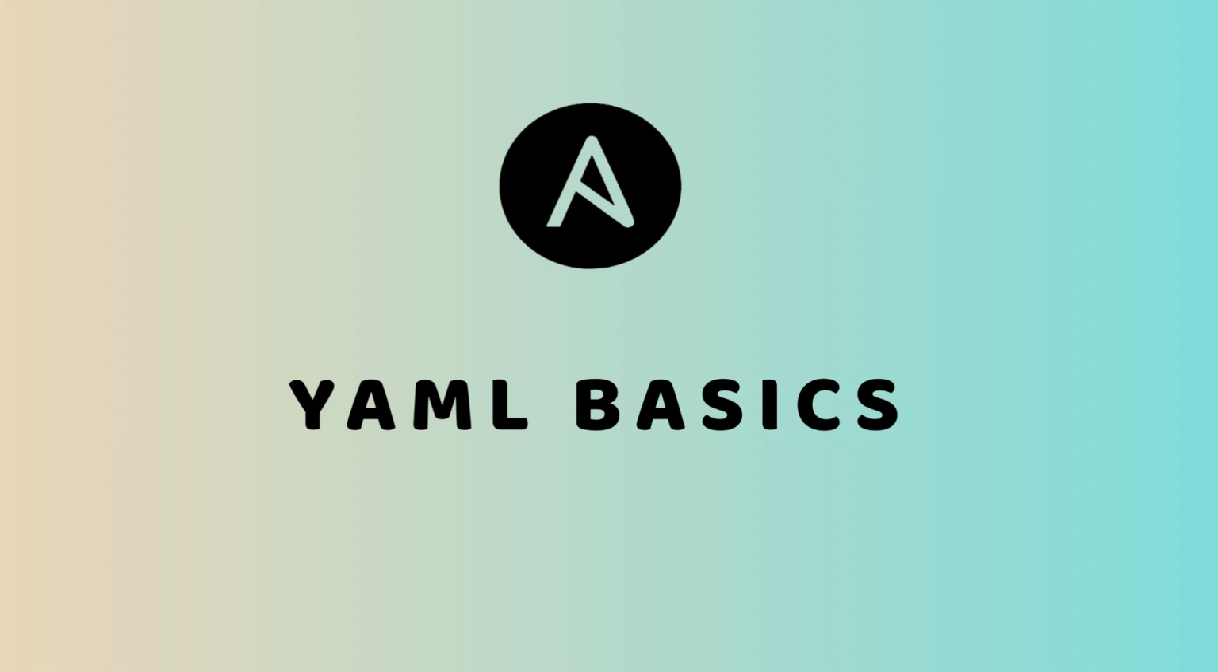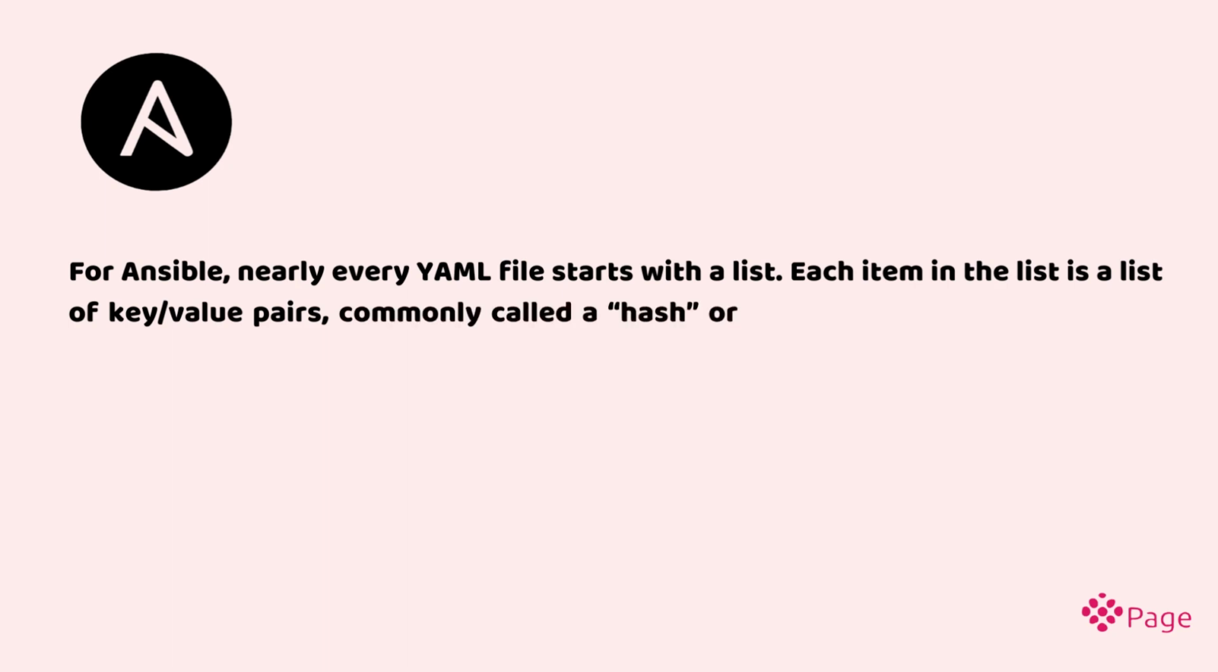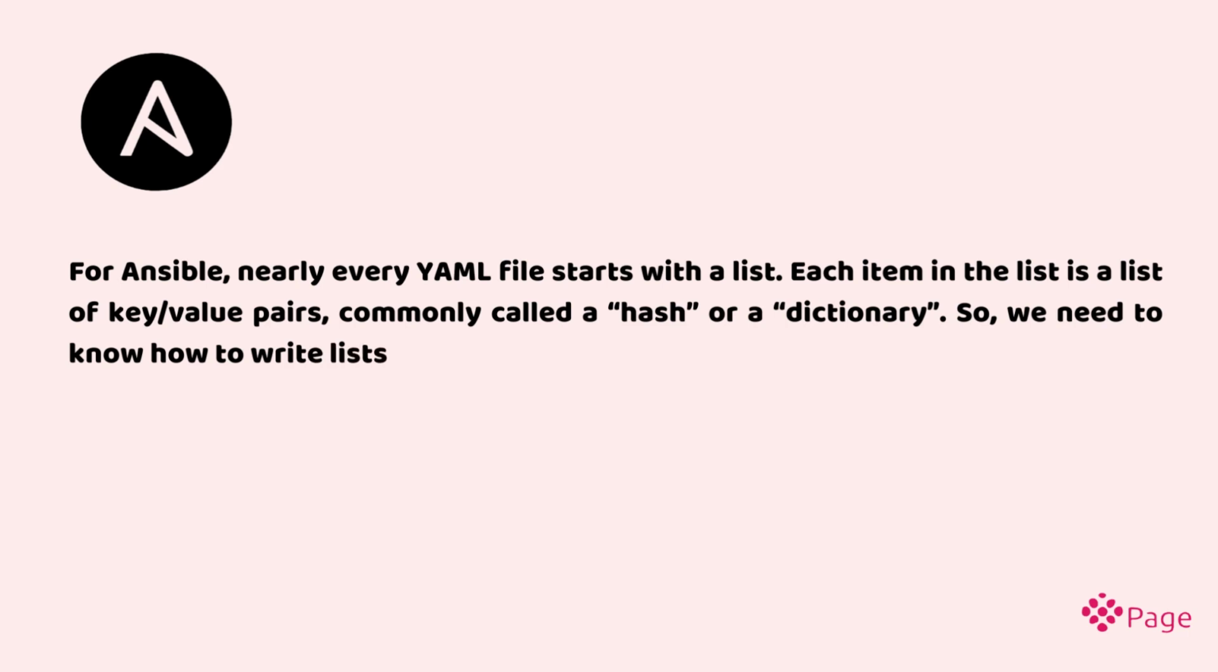YAML Basics. For Ansible, nearly every YAML file starts with a list. Each item in the list is a list of key-value pairs, commonly called a hash or a dictionary. So, we need to know how to write lists and dictionaries in YAML.